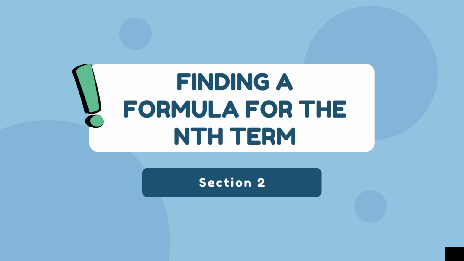The second section in this topic is finding a formula for the nth term. We often know the terms of a sequence and want to write a formula that will produce those terms. To write a formula for the nth term of a sequence, examine the terms and look for a pattern. Each term is a function of the term number. The first term corresponds to n equals 1, the second term corresponds to n equals 2, and so on.